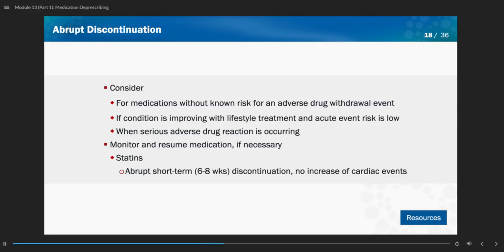We have referenced a study from McGowan in 2004 in this slide. In this study, they report showing no increase of cardiac events with abrupt short-term discontinuation of statins. The patients in this study, however, were not noted to be engaged in lifestyle medicine treatments. The risk for cardiac events could be even lower in patients undergoing lifestyle medicine treatments as you're correcting the hyperlipidemia with nutrition and activity.